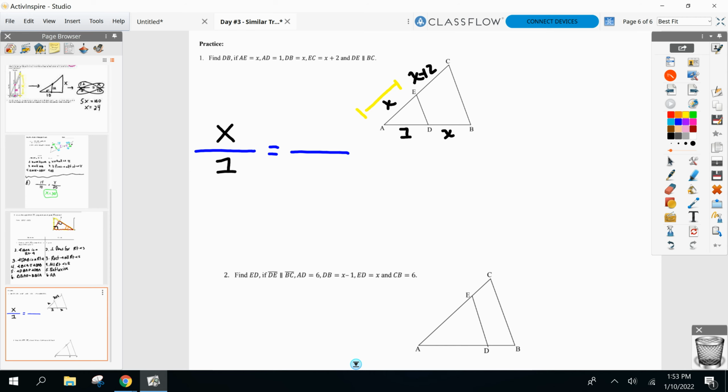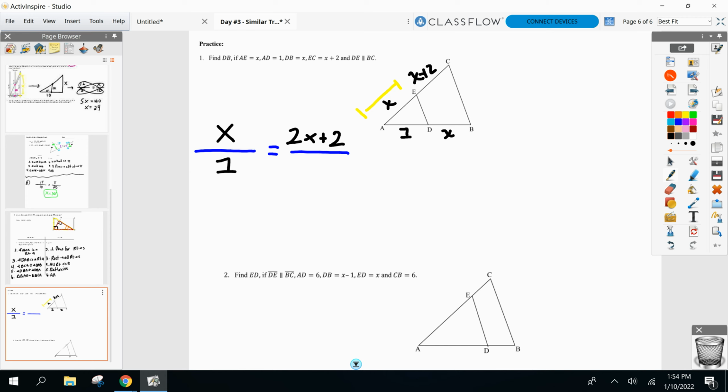Now it's your job. How long is AC? Combine your like terms. Don't multiply, add them. How long is AC right now? 2x plus 2. Everyone all right? That's how long AC is.